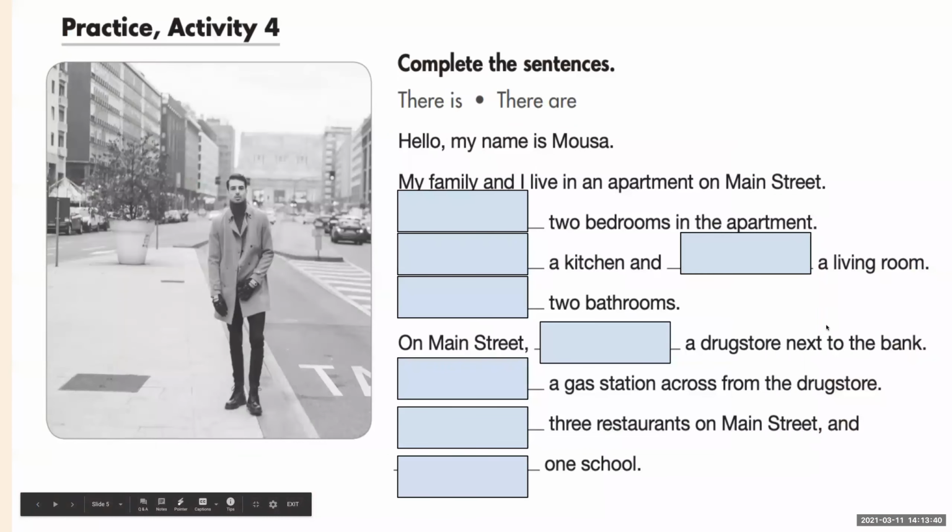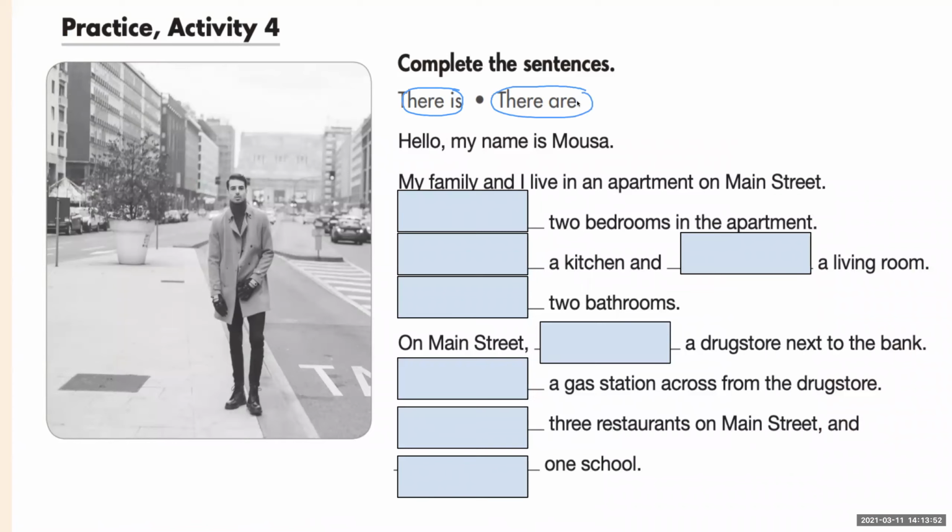And here we have, there is and there are. So our sentences are going to have the following. They might have there is, or they might have there are. So it is up to you to determine which one it is. If you want to pause this, you may. All I'm going to do is read the paragraph for you.